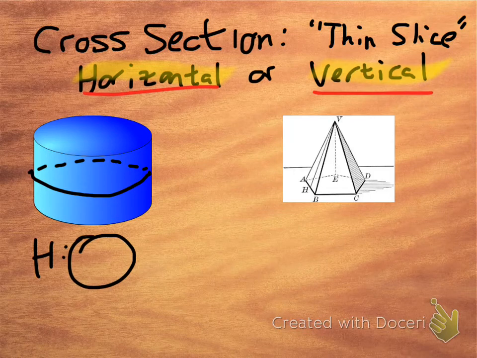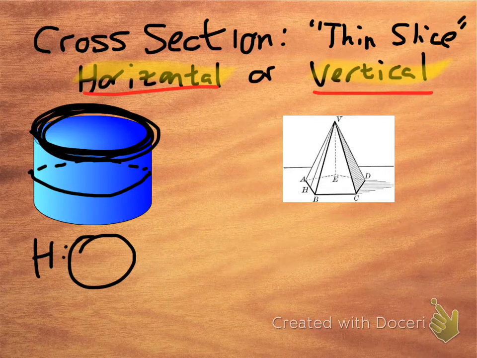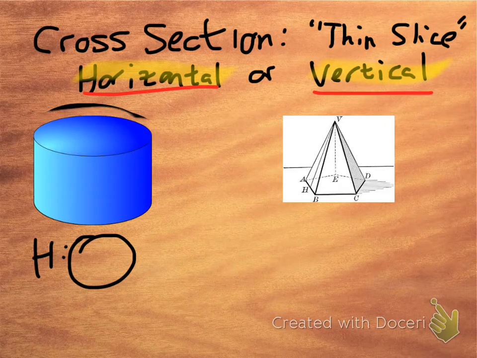Another way of looking at it is, imagine you stand directly above this thing, a bird's eye view. What would you see from above? Again, you would see this base here, which is a circle. You wouldn't see any depth to it. All you'd see is the circle. So that's what horizontal means, either slicing through it or standing directly above it.